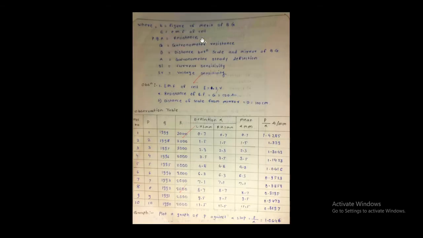Now what is our next duty? We have to write these observations. The EMF of the dry cell used in the circuit is 1.2 volt. Resistance of BZ is equal to this, and distance of scale from mirror D is equal to 100 cm.